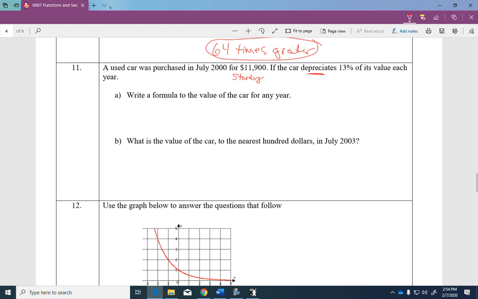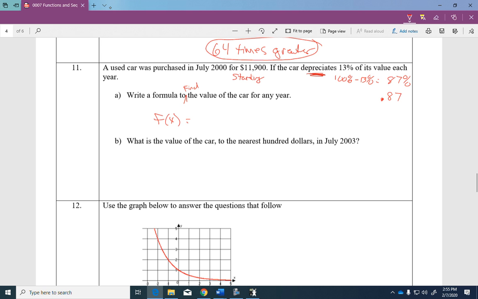And it depreciates, which means it's losing 13%. 100%, take away 13% is 87%, as a decimal is 0.87. Write a formula to find the value of the car for any year.